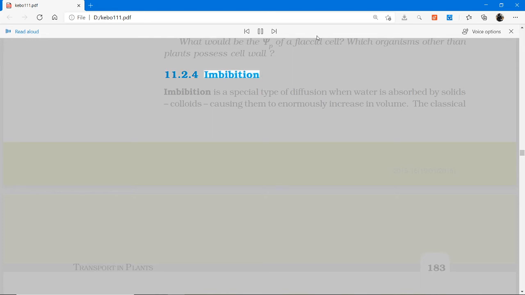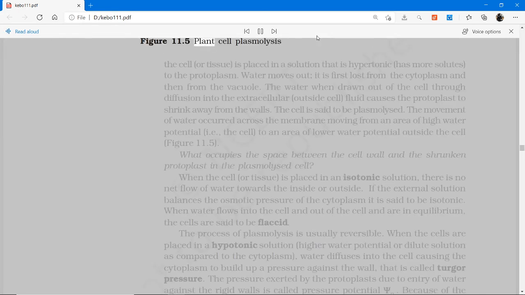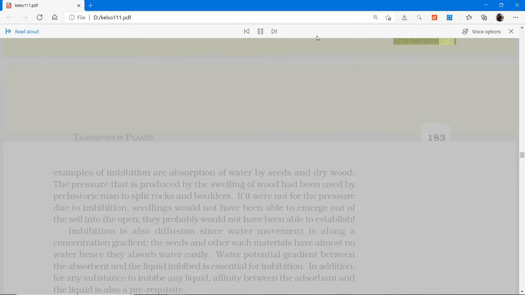1.2.4 Imbibition. Imbibition is a special type of diffusion when water is absorbed by solids, colloids, causing them to enormously increase in volume. The classical figure 11.5, plant cell plasmolysis. Transport in plants. Examples of imbibition are absorption of water by seeds and dry wood. The pressure that is produced by the swelling of wood had been used by prehistoric man to split rocks and boulders. If it were not for the pressure due to imbibition, seedlings would not have been able to emerge out of the soil into the open, they probably would not have been able to establish.